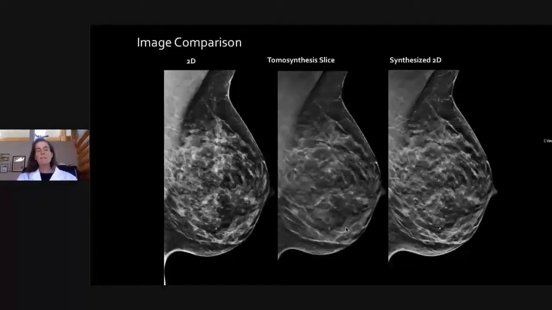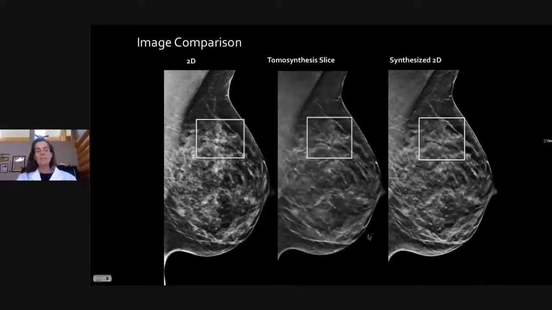So just as a comparison, when you look at the images, you can see the 2D, then the tomosynthesis slice in the middle, and then the synthetic 2D. And here is a lesion that I think we can certainly appreciate much better on the tomosynthesis slice, which we expect, but look how well we can see it on our synthesized 2D view. It really does stand out.